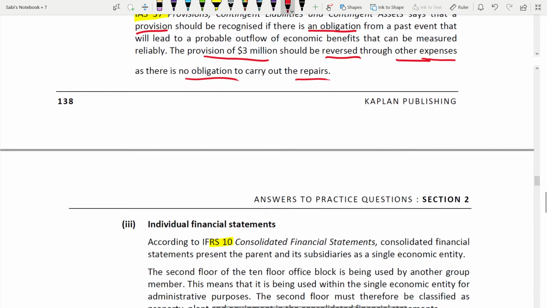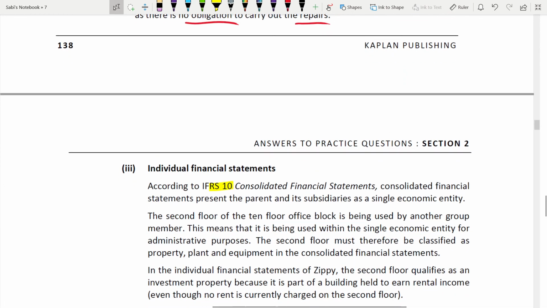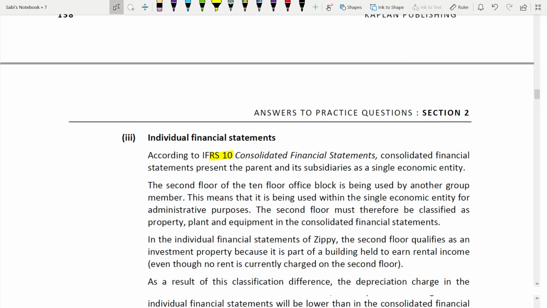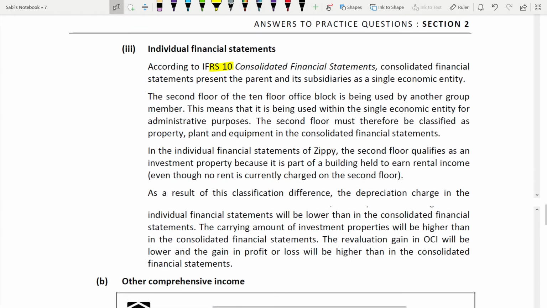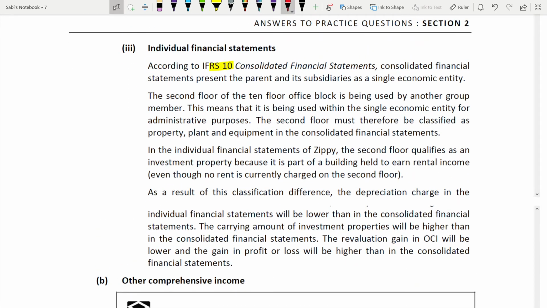Next, we are going to the third one, individual financial statements. Why is it different to the consolidated financial statements, for 4 marks? That was the question, and they told no calculation is required. This is fully theory. And the topic, always write your topic, a subheading for every answer. This is individual financial statements.